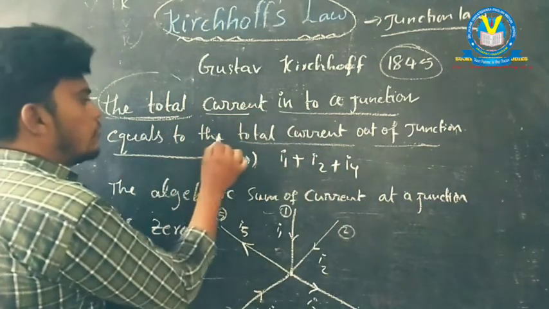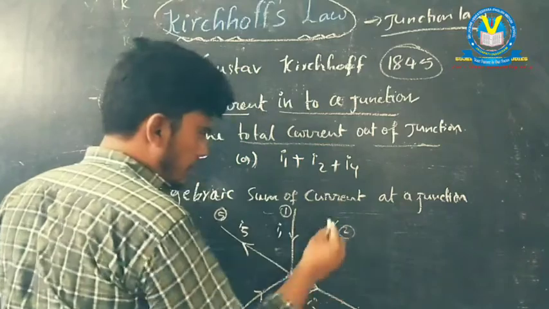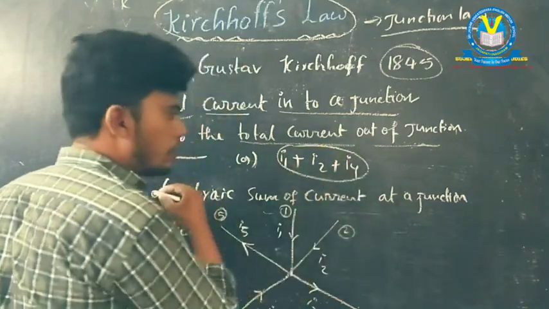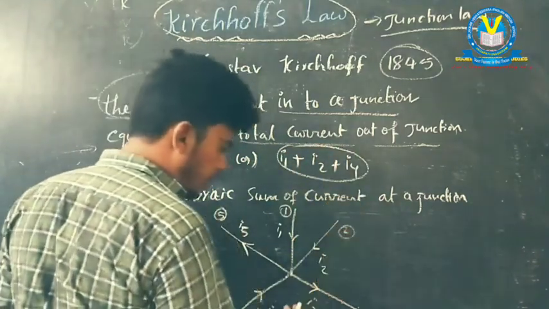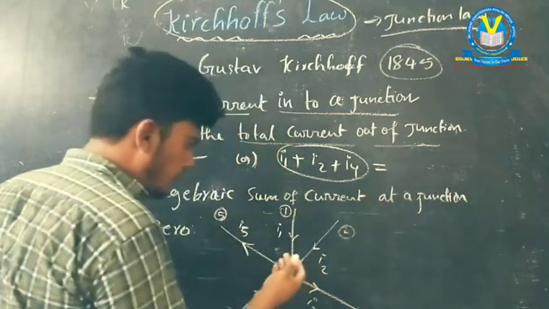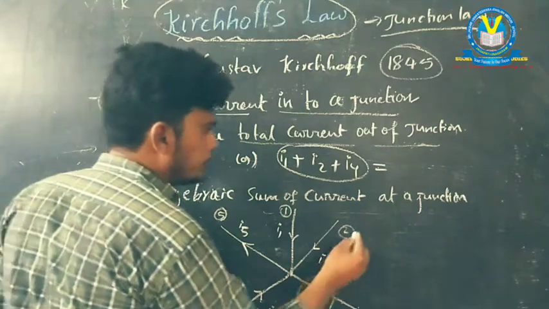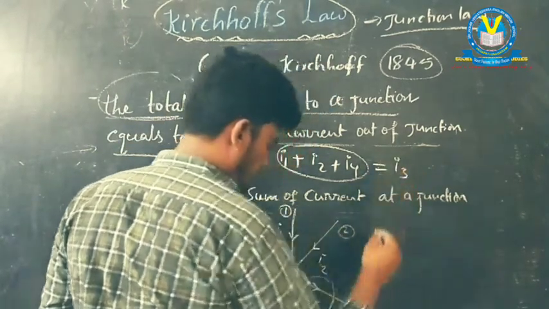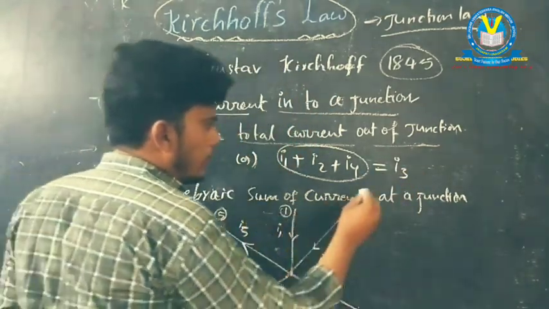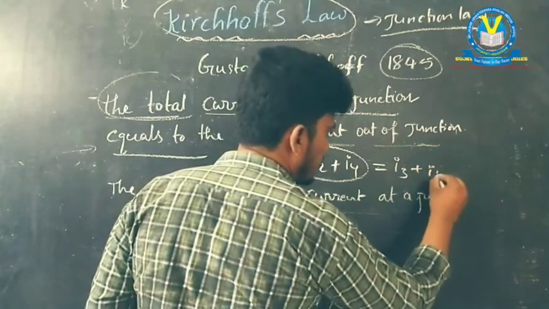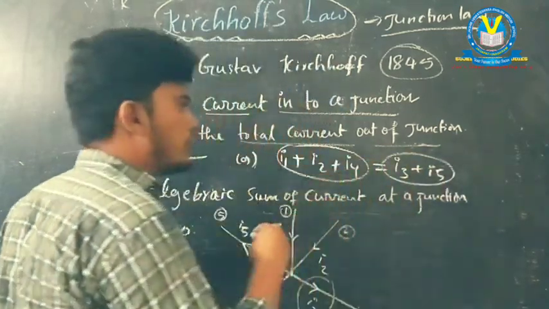is equal to the total current out of the junction. What is the current out of the junction? What is the current that goes out of the junction? This I3 and I5. So this is the statement of the junction.